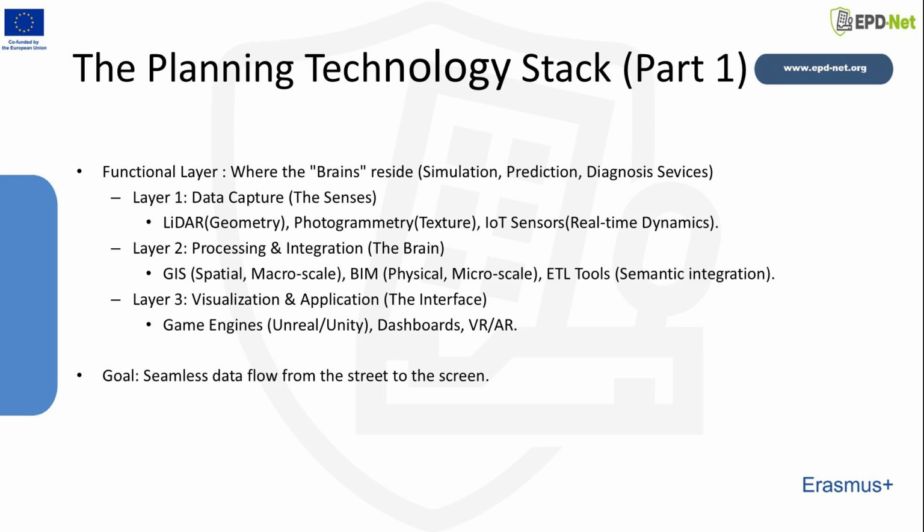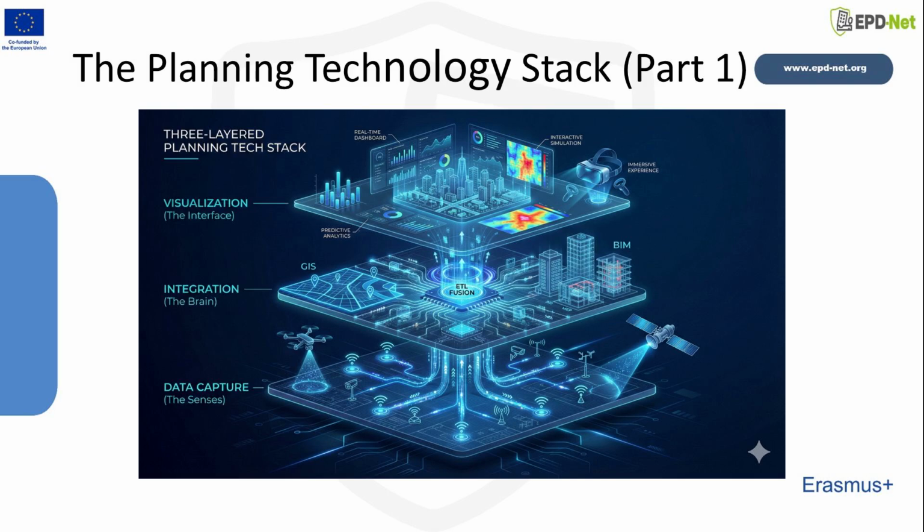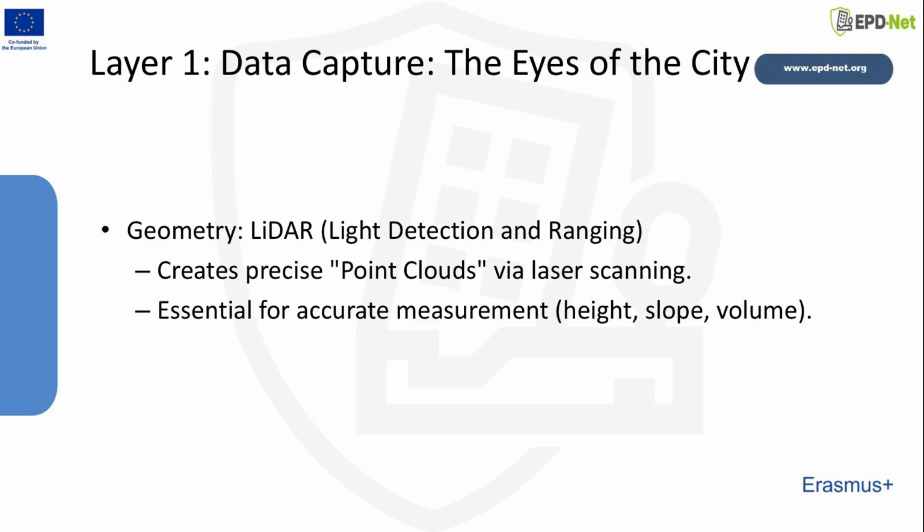Finally, at the top, we have Layer 3, visualization. This is the interface, what you, the planner, actually see. Whether it's a dashboard or a VR headset, this layer presents the insights. A successful digital twin requires a seamless flow of data up through the stack, from the street sensor all the way to your screen. Let's zoom in on Layer 1.